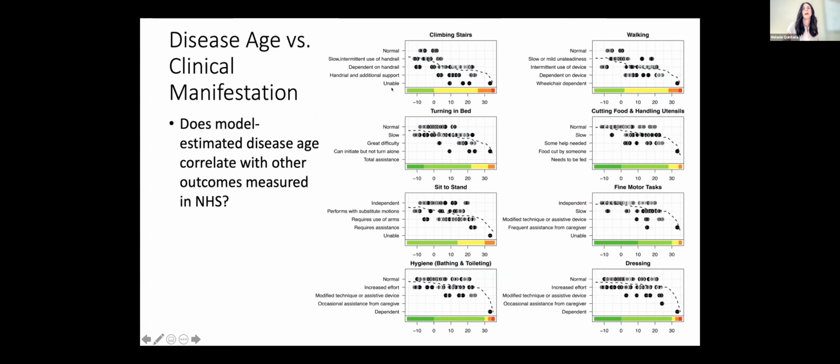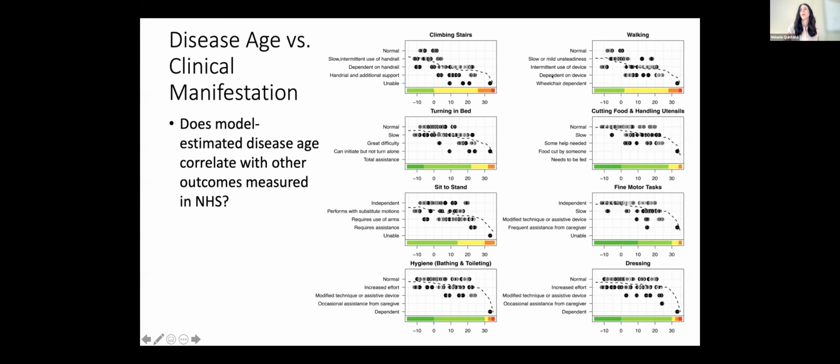And so even at the very beginning, we think individuals tend to be slow, with intermittent use of handrails for the first, say, 10 years in the disease. At disease age 0, which remember we defined as when knee flexion was at the 50th percentile, individuals shift over to being more dependent on the handrail when climbing stairs. And then about 25 years later, we think they'll need additional support. And then quickly thereafter, they'll be unable to climb stairs on their own.